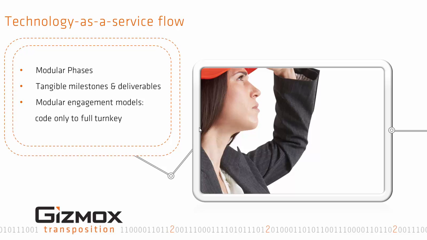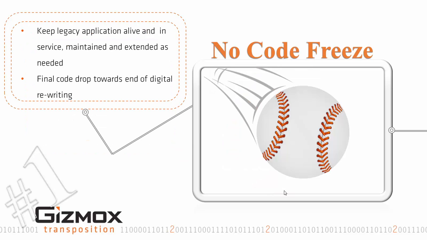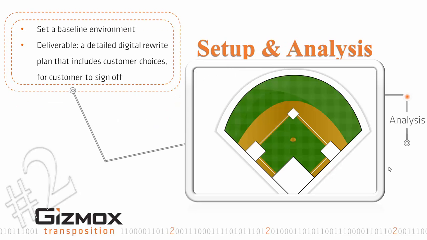Let's discuss the digital rewrite project structure. An important feature of the digital rewrite is that because all the work is done through the creation of mapping rules, not by actually modifying the legacy code, the legacy application can be maintained almost up to the end of the project. A few weeks before the end of the rewrite, the final code is dropped, the mapping rules are applied, and the new application is assembled. So a digital rewrite is very freeze-friendly.